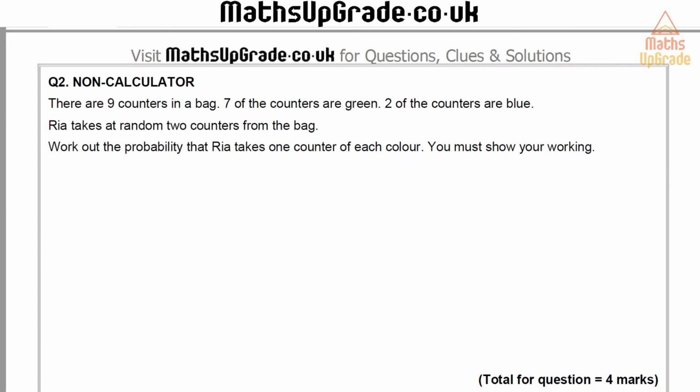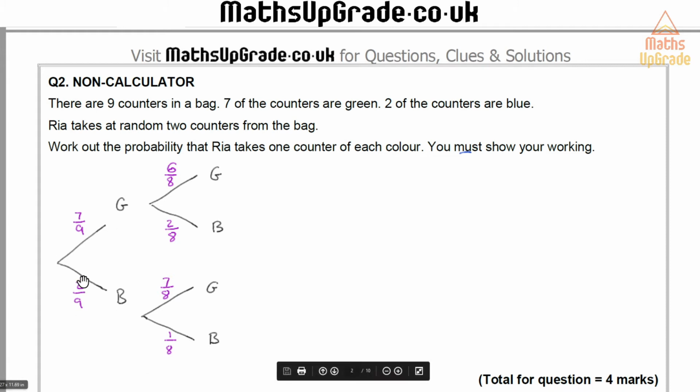Question 2 states that Ria takes 2 counters from the bag, which has got green and blue counters in. We've got to find the probability she takes 1 counter of each colour, so either green and then blue, or blue and then green. The tree diagram is going to look like this, since from the first choice you've got green or blue, and the second choice you've still got green or blue. The fraction for green in the first choice is going to be 7/9, since 7 are green and there's 9 altogether. So blue must be 2/9.